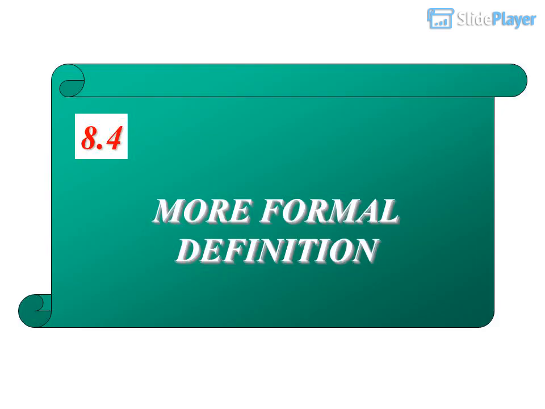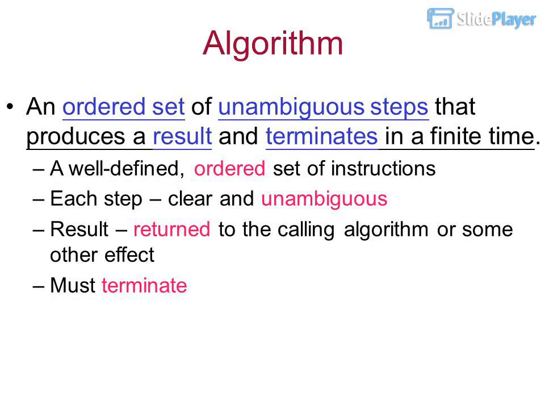8.4. More formal definition. Algorithm: an ordered set of unambiguous steps that produces a result and terminates in a finite time. A well-defined, ordered set of instructions. Each step is clear and unambiguous. The result is returned to the calling algorithm or has some other effect. It must terminate.